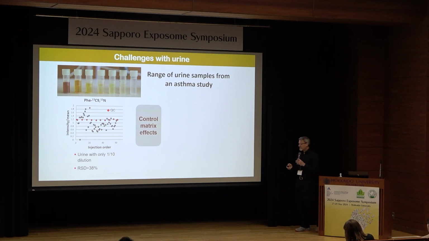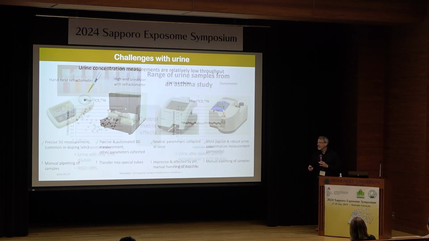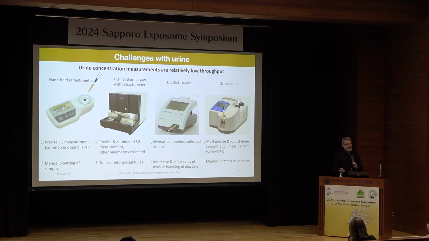So what we found is that we need to control matrix effects. And so, for example, if we dilute with the specific gravity you see here, prior to analysis, we can get RSDs down to a level that's much more reasonable. The key here is you have to do this prior to the analysis. Almost everybody corrects urinary data by some sort of urinary output metric, creatinine, specific gravity, etc. But we do it prior to the acquisition. There's a lot of different ways to do this. I won't go into all the different methods out there.